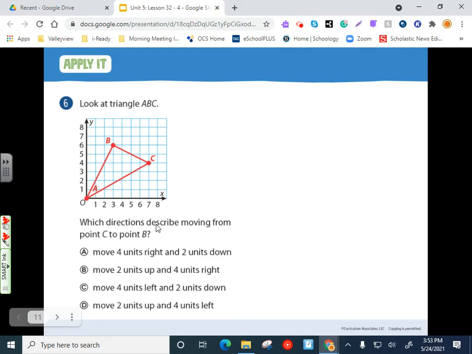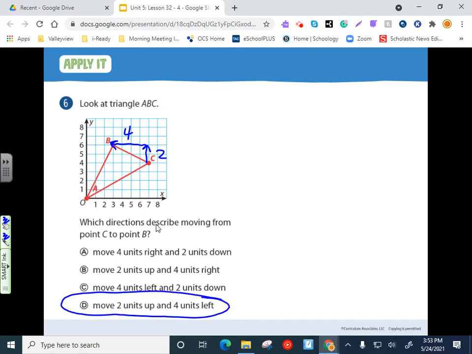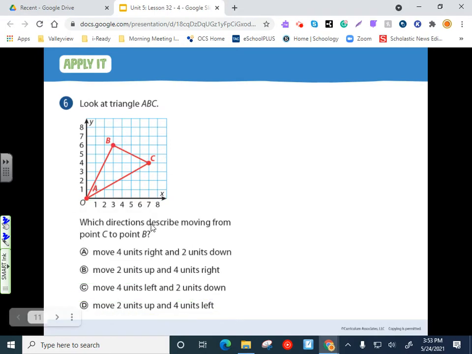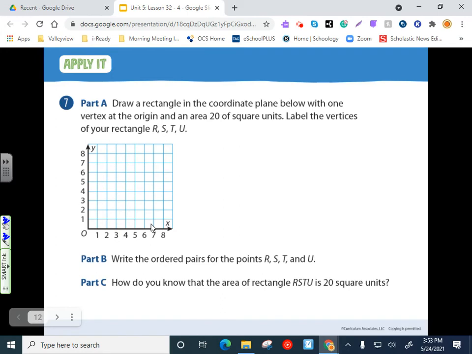Look at triangle ABC. Which direction describes moving from point C to point B? Using a different color here, I can go from C by going up 2 and over 4. So it's up 2, over 4. And the over to the left is represented with D. Now, your IXL today will talk a lot about shifting. So this lesson's great as far as helping you recognize how points can shift on a coordinate plane.